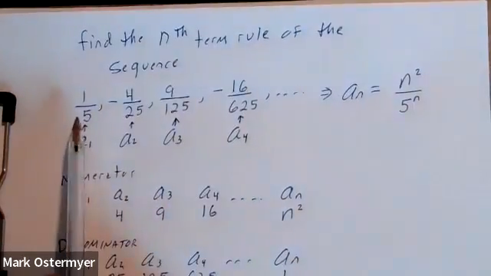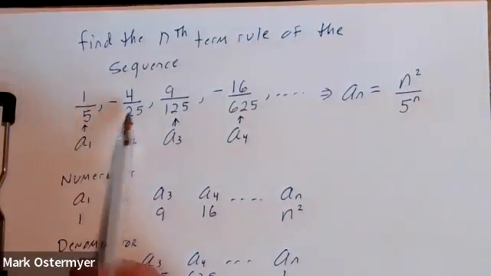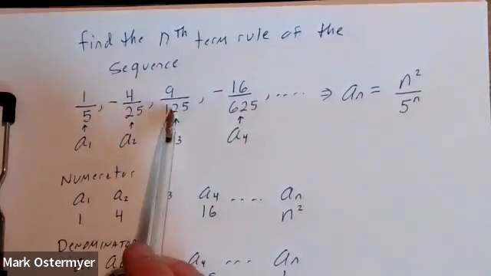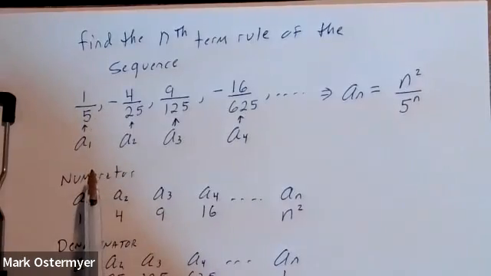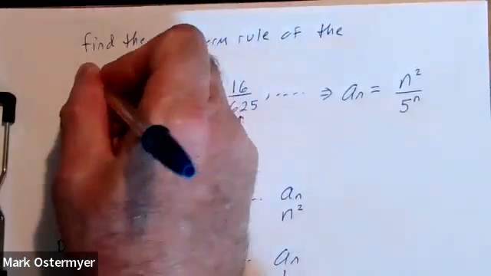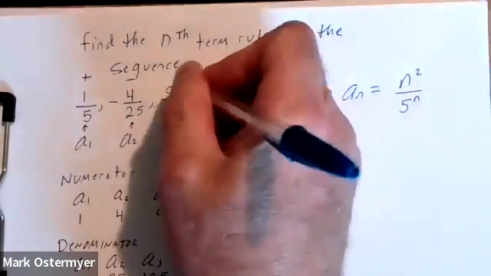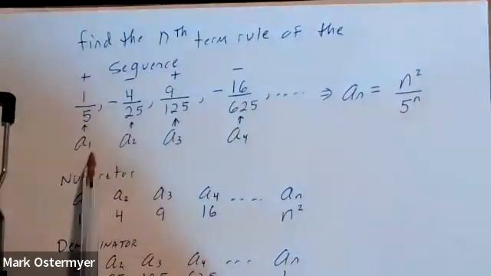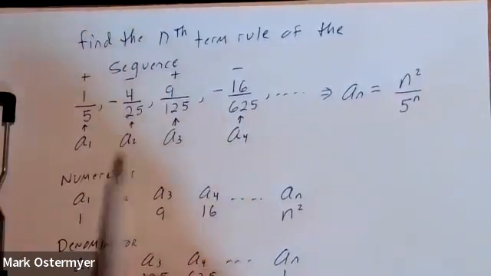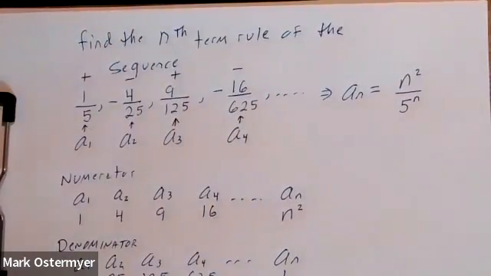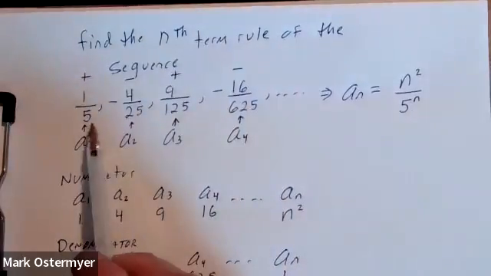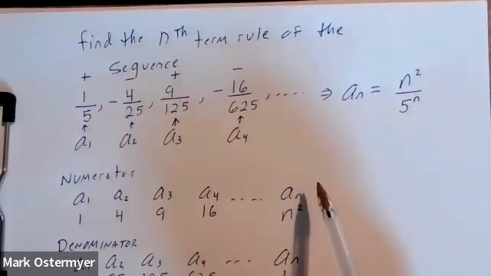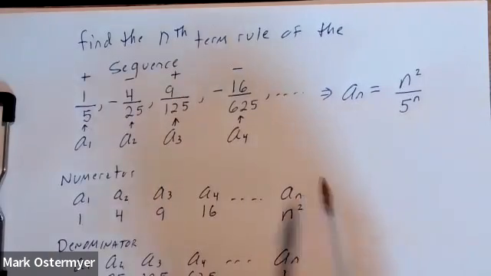Now, we also have this sequence alternating in sign: positive, negative, positive, negative, positive, negative, positive, negative. And notice the odd terms of the sequence are positive, and the even terms of the sequence are negative. And so in order to account for this alternation in sign, we would have to have -1 raised to a power.